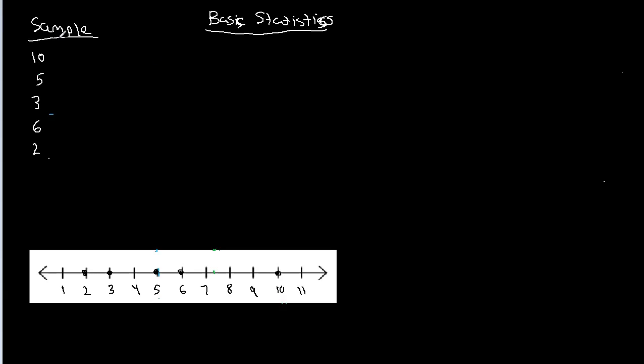So let's go ahead and quickly explain what I've done here. I have a number line going from 1 to 11. And then I have a sample of 5 numbers that I've taken, and each one of these black dots represents one of these numbers. So this black dot here at 2 represents this observation here. This 10 represents this 10. So we have 5 samples graphed out on a number line.